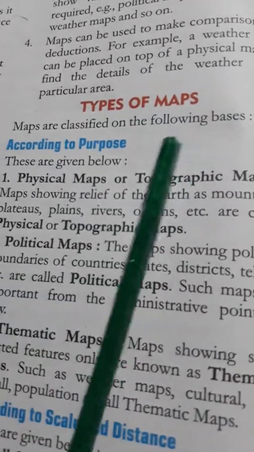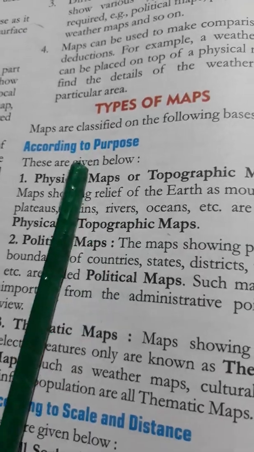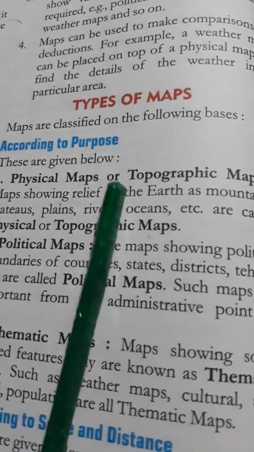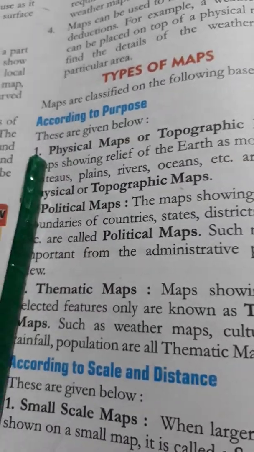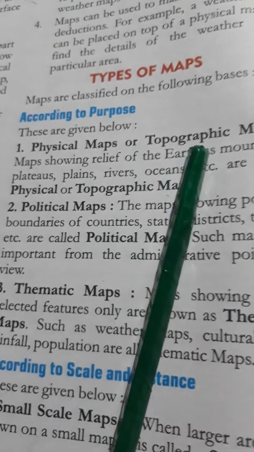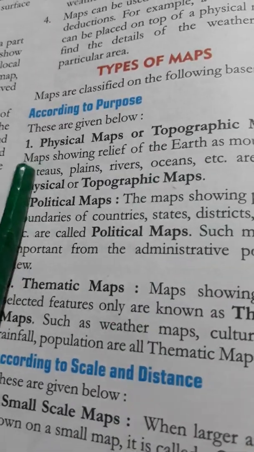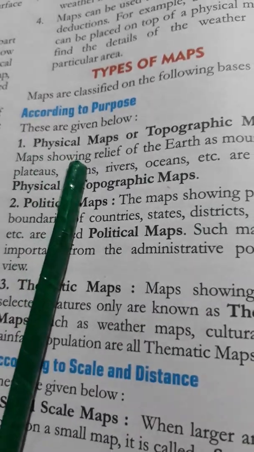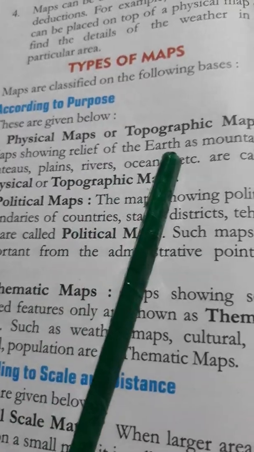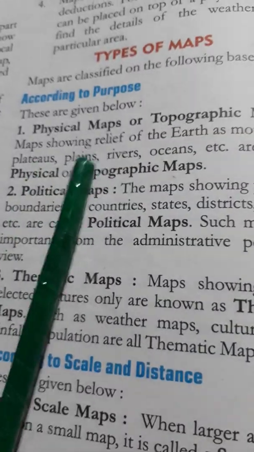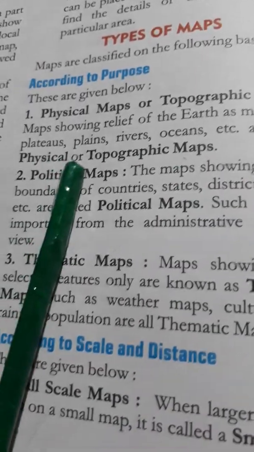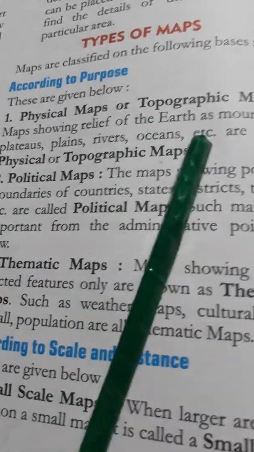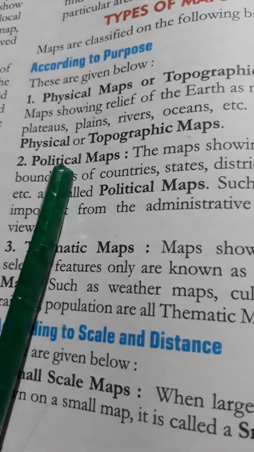All right, now types of maps. There are different types of maps, classified in 3 different ways. One is according to purpose. One is the physical map or topographic map. So what does this mean? Maps that show relief of the earth, such as mountains, plateaus, plains, rivers, oceans, etc. These are called physical or topographic maps.